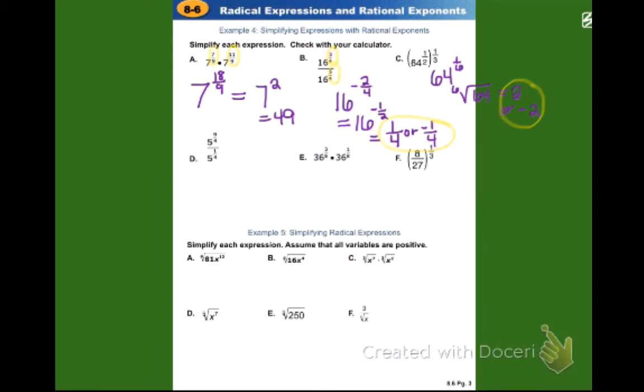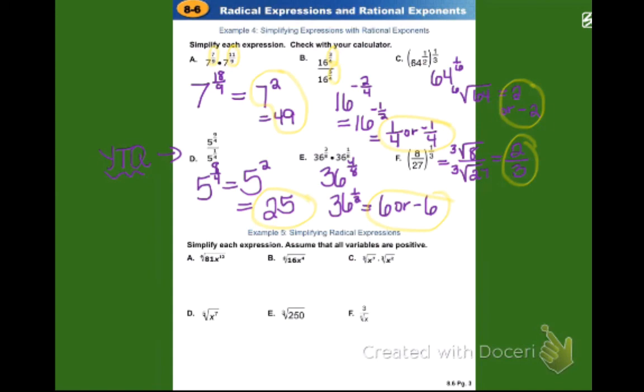So here are some for you to try. So try the 3 you try questions, D, E, and F. And when you're done, tune back in and check your work. All right, so thanks for trying those. Check out the answers. 25, 6 or -6, and finally F is 2/3.